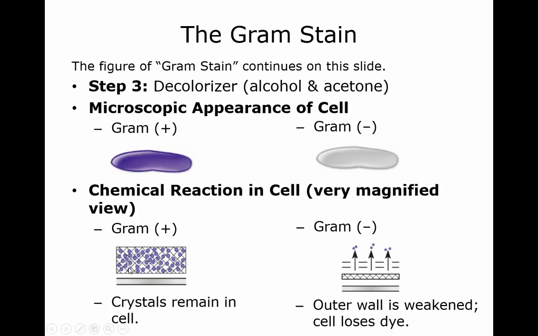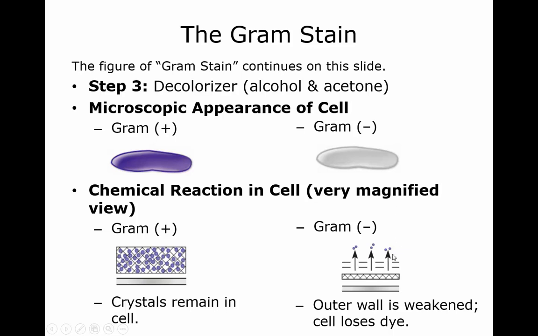Well, remember, when we poured the iodine over the gram-positive bacteria, it trapped all those crystals. And so once they've become trapped, decolorizer does not strip the color out. So after step 3, gram-positive bacteria are still purple. Gram-negative bacteria, though, here you'll notice they are clear after this step.